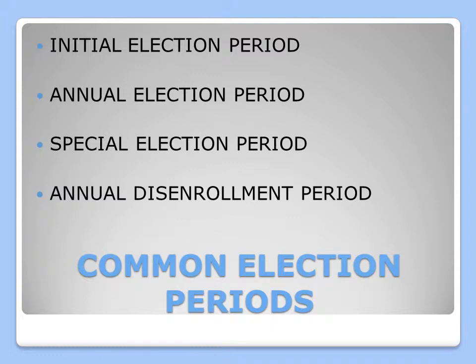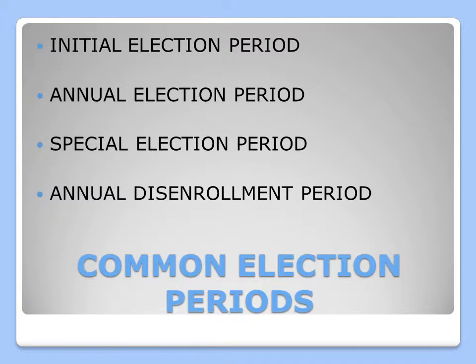The annual election period runs between October 15th to December 7th every year, and during those times you can add or subtract Part D plans. Special election periods, if you're eligible for one of those, can typically be used anytime during the year, and the annual disenrollment period actually is for people that are on a Medicare Advantage plan and want to go back to original Medicare. If they do that, they are allowed to enroll in a Part D plan. So we will include the annual disenrollment, but that's only for people that are leaving a Medicare Advantage plan and going back to original Medicare.